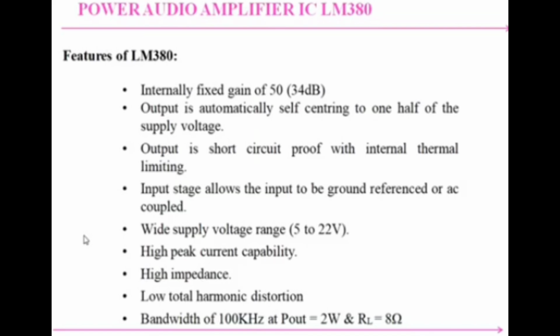Input stage allows the input to be grounded or AC coupled. Wide supply voltage range from 5 to 22 volts. High peak current capability, high input impedance, low total harmonic distortion, and it has a bandwidth of 100 kilohertz at Pout equal to 2 watts and RL equal to 8 ohm.